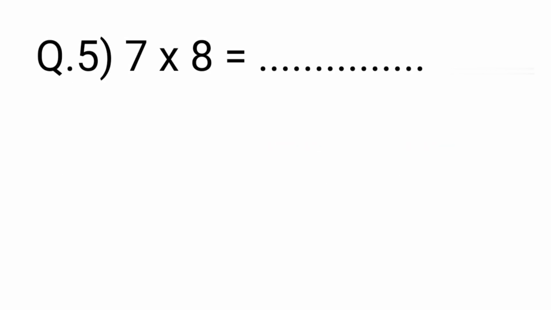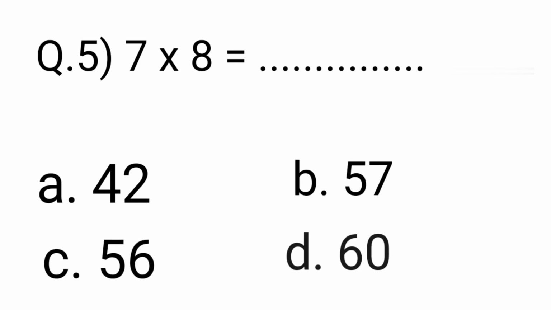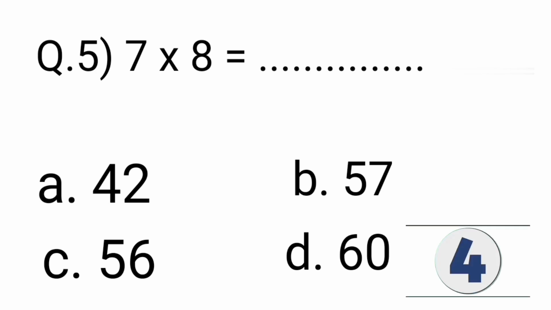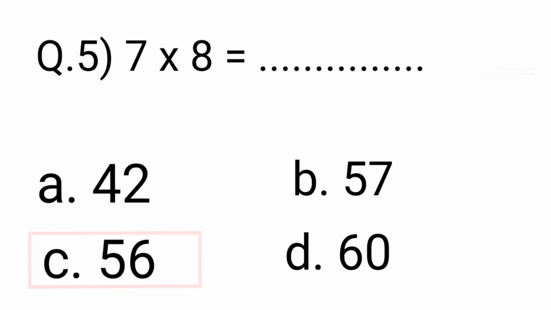Question number 5. 7 multiplied by 8 is equal to option A 42, option B 57, option C is 56, option D is 60. The correct answer is option C 56.